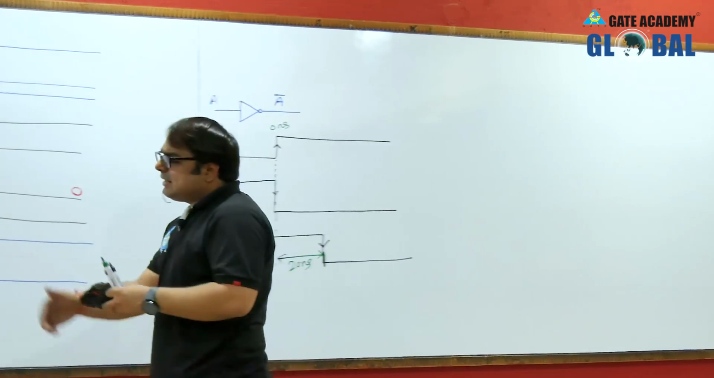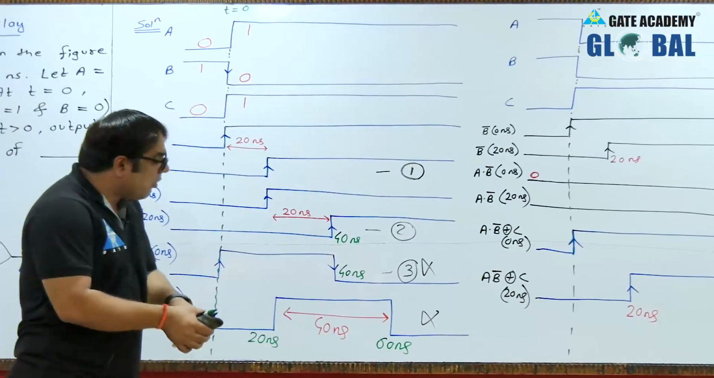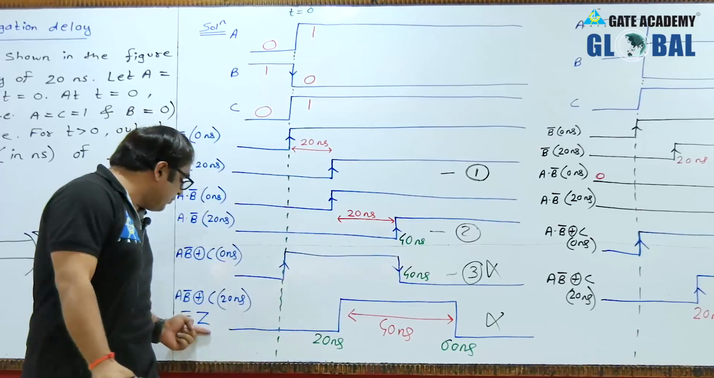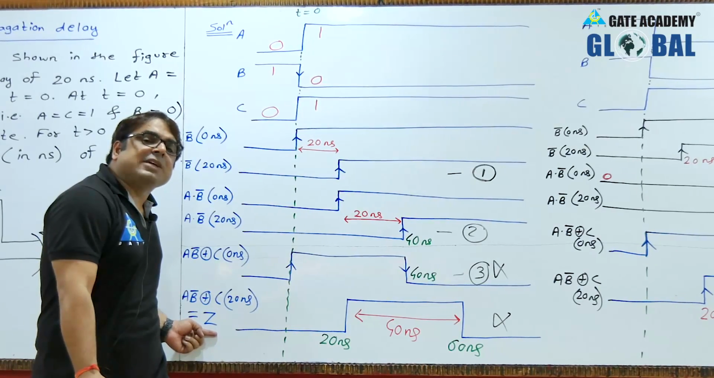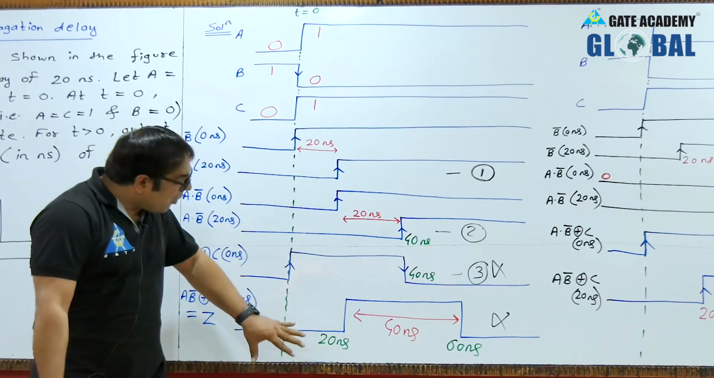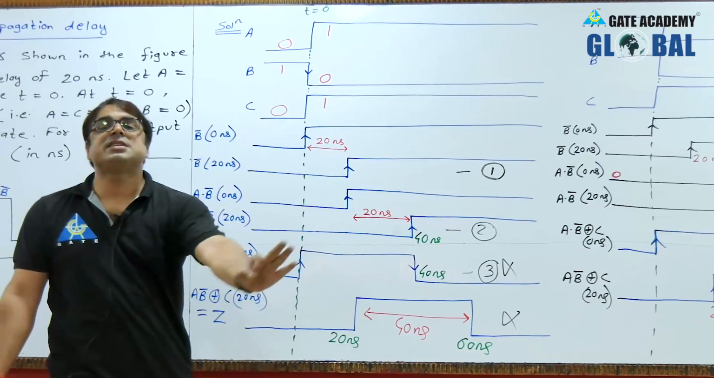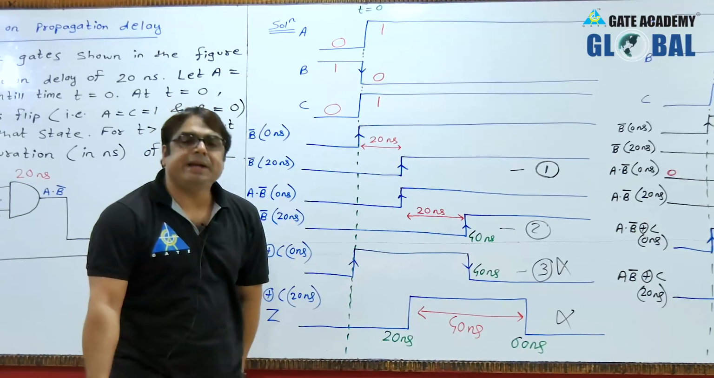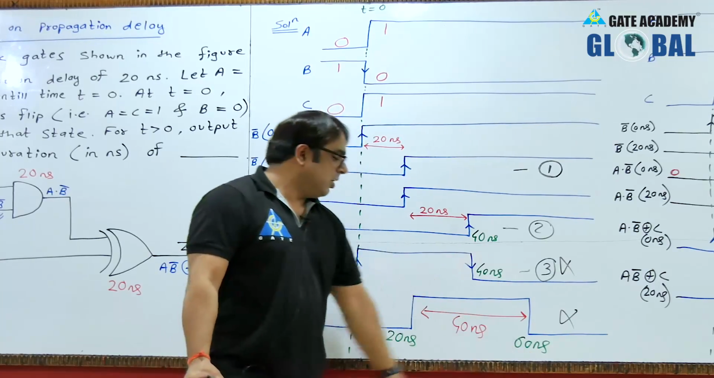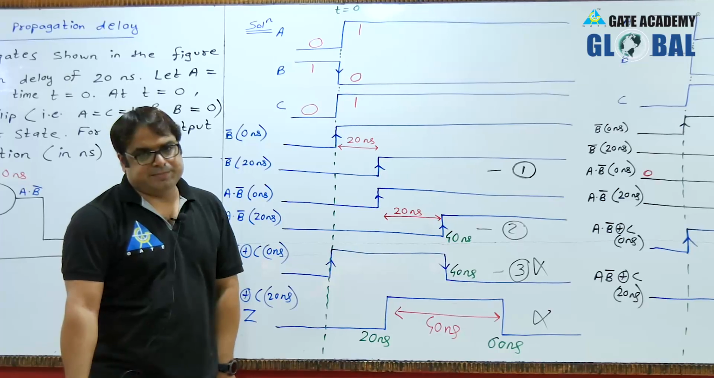Now, using the same statement and same words, if I want to see what is the final output of this circuit which was given to us in the question. Final output was this Z, AB complement XOR with C. Now see here, at what time the output is getting stabilized, means what is the last change in the output made at. Last change in the output is made at 60 nanoseconds. So delay of this circuit is 60 nanosecond.